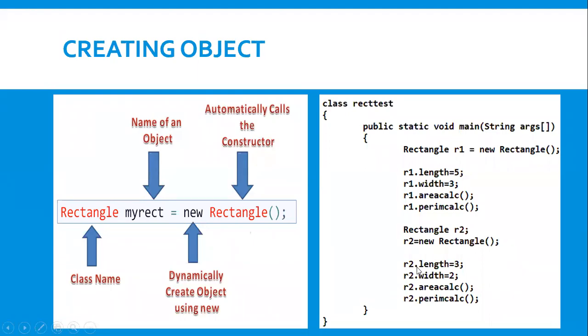Why? Because sometimes we may initialize R2 with length and width as 3 and 2, but sometimes we may forget and mention R1 dot area calc and R1 dot perimeter calc, then it won't reflect the area and perimeter of length 3 and 2. It reflects the area and perimeter of length 5 and width 3. Are you following? This is what we call object independency. Why? Because if you do some modifications in one object of that class, that doesn't affect another object of the same class.